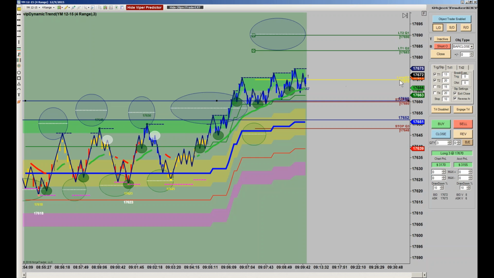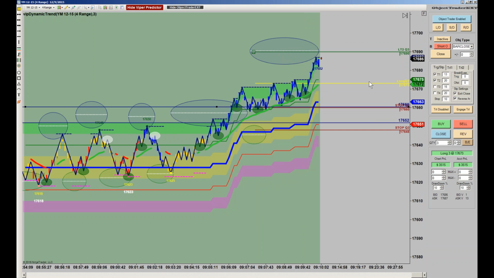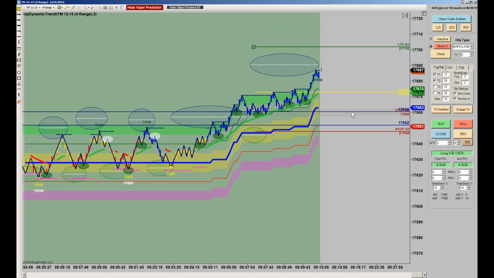What if you wanted to add contracts? What if it shoots right above here and I wanted to add like that? I could put a sniper line on to take off a couple, three.